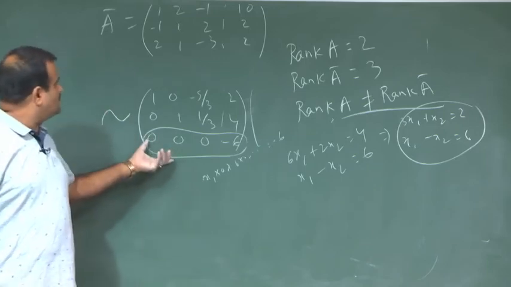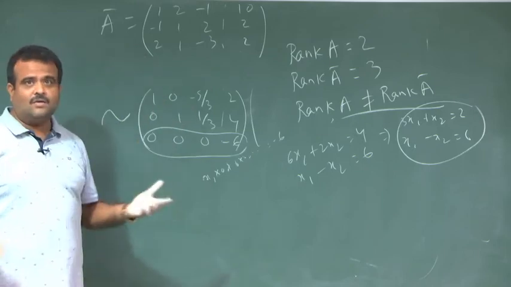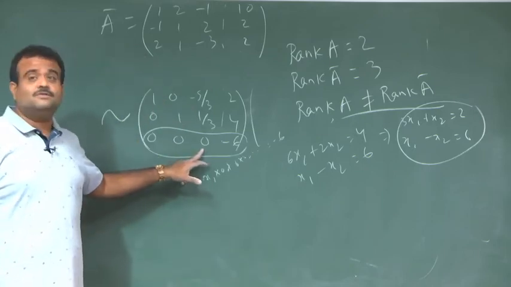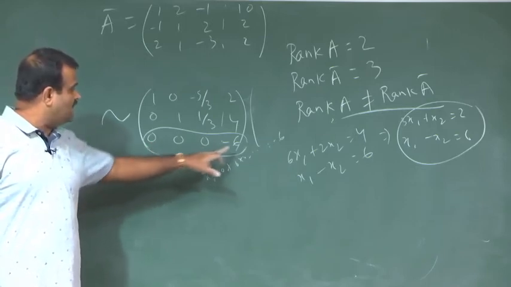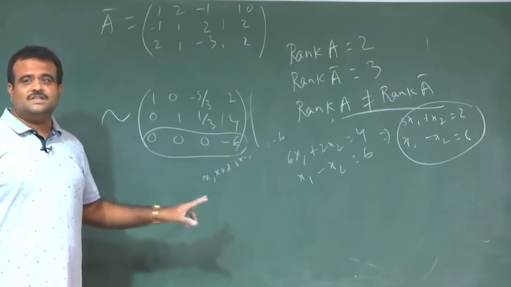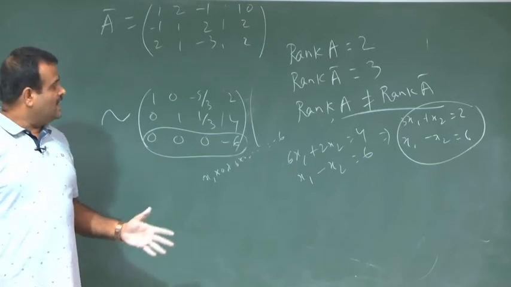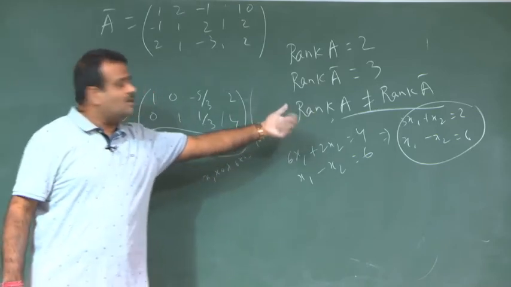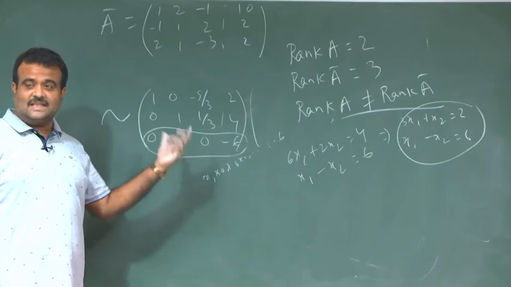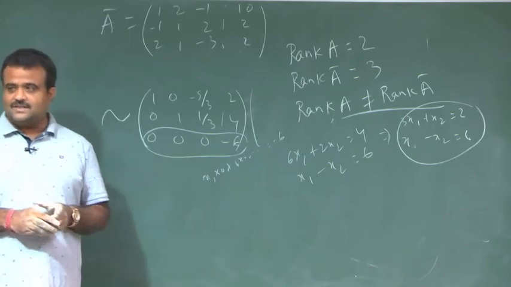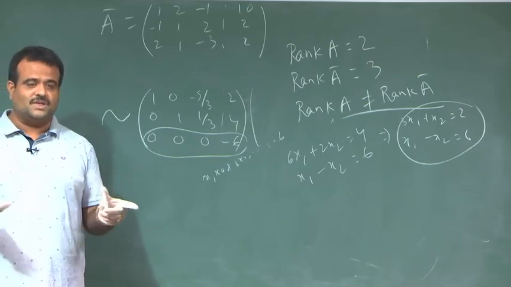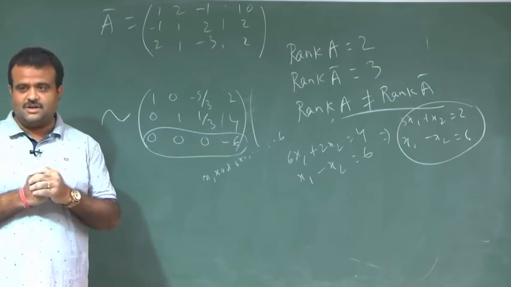Now, this system is equivalent to the original system, but this system has no solution because these are all zeros in the coefficient matrix and here we have a non-zero. So, this system has no solutions. That is why the rank is not the same. This is another way to look at why the rank of the augmented matrix and the rank of the matrix A should be the same for a consistent system.